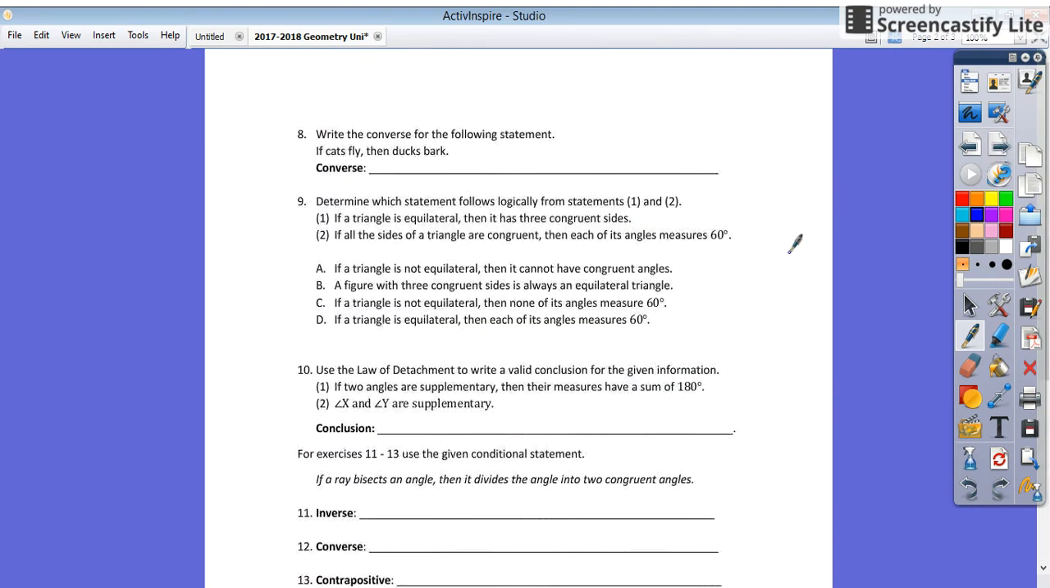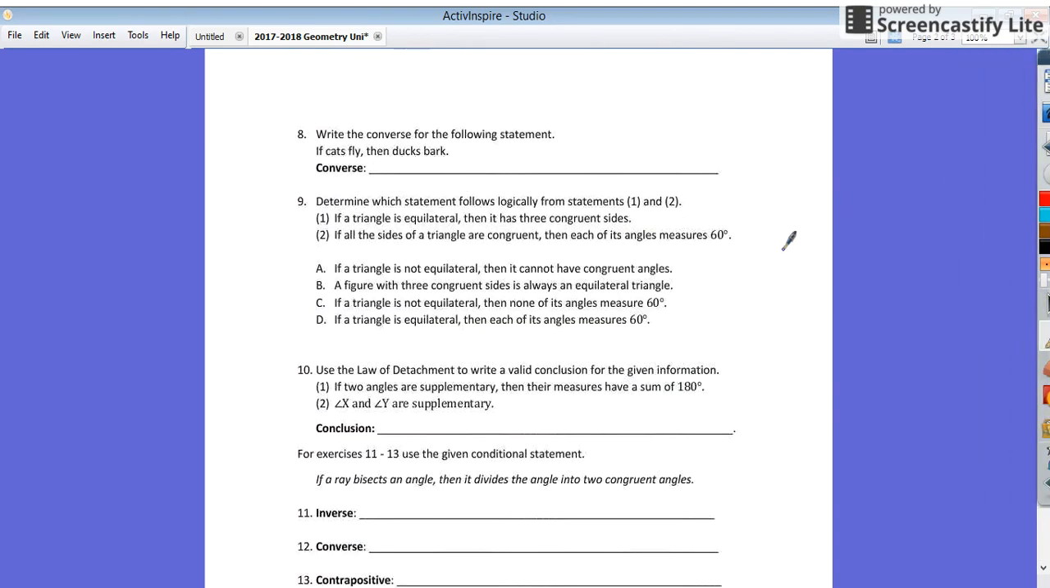On number 8, it says to write the converse for the following statement. If cats fly, then ducks bark. Remember, to write the converse, you're going to switch the hypothesis and the conclusion. So if cats fly is our hypothesis, then ducks bark is our conclusion. So the converse would be if ducks bark, then cats fly.